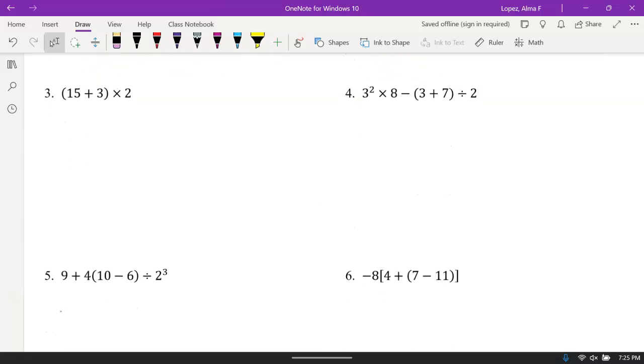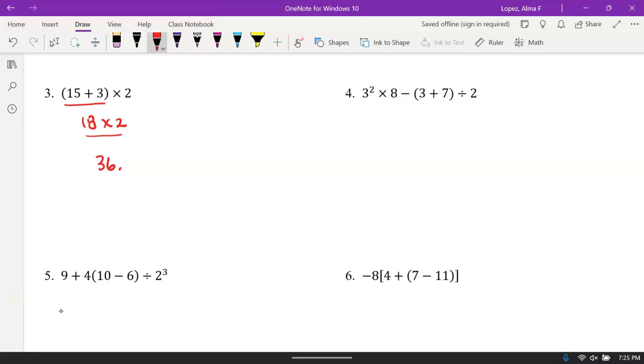On our next question, we've got a grouping symbol. So again, that's our P. We're going to take care of that first. 15 plus 3 is 18. Then we can worry about what operations are left. There's only one, so it's going to be pretty easy. We do the 18 times 2 next, which is 36.